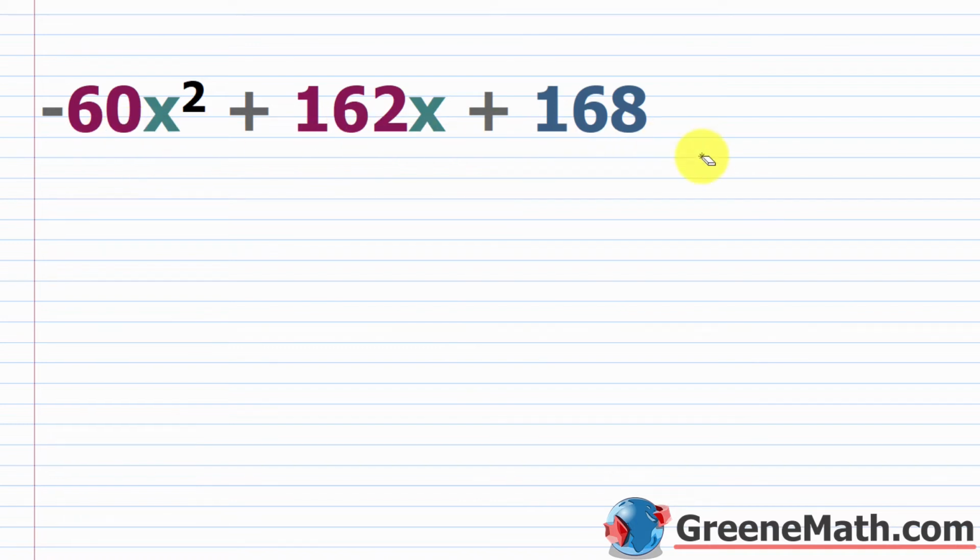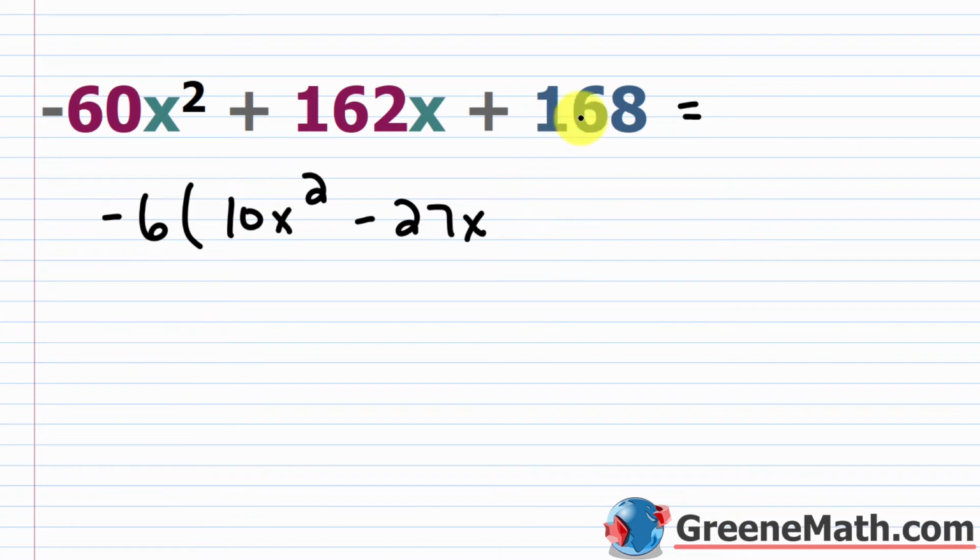So what I'm going to do is I'm actually going to pull out a negative 6 here. So let's put that out in front. And everything inside would just be divided by this negative 6. So negative 60x squared would be divided by negative 6. That would give me 10x squared. Then 162x would be divided by negative 6. That would give me negative 27x. And then 168 would be divided by negative 6. That would give me negative 28.